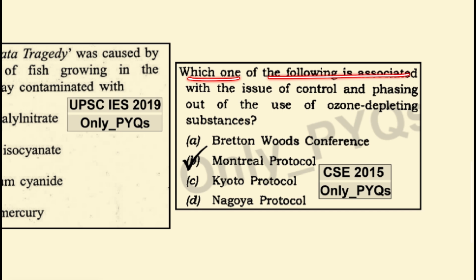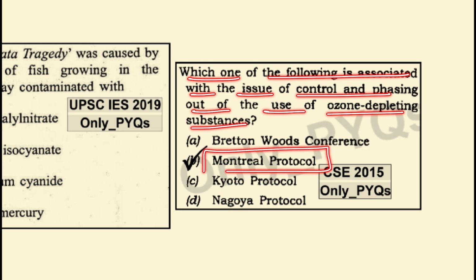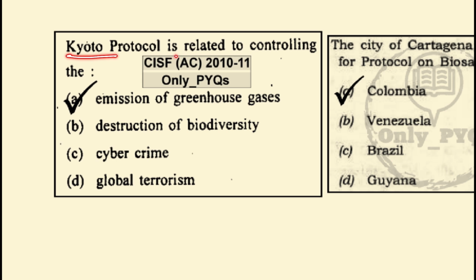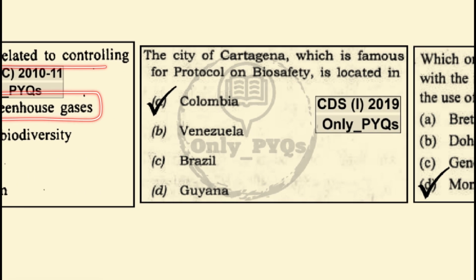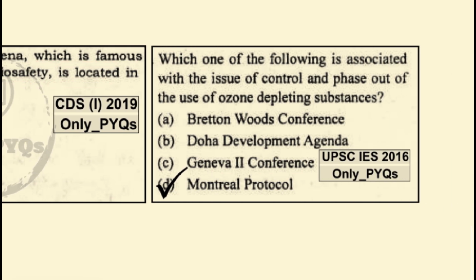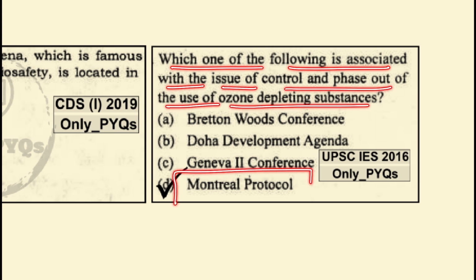Which one of the following is associated with the issue of the control and phasing out of the use of the ozone depleting substances? It is the Montreal Protocol. KYOTO Protocol is related to the controlling the emission of the greenhouse gases. The city of Cartagena, which is famous for the protocol on biosafety, is located in Colombia. Which one of the following is associated with the issue of the control and phase out of the use of the ozone depleting substances? It's the Montreal Protocol.